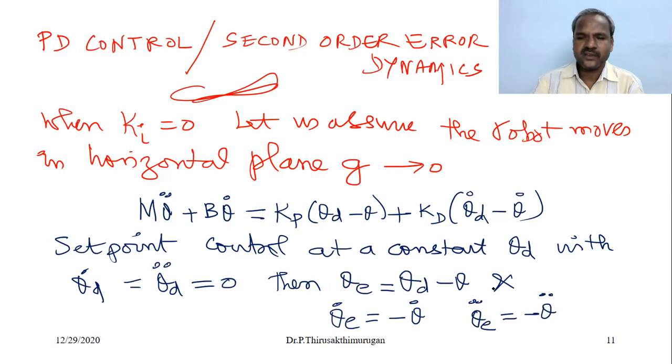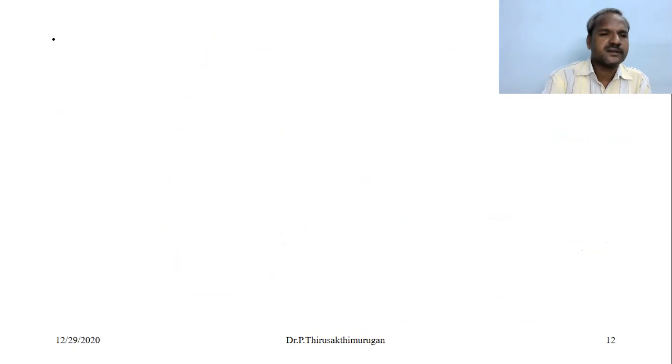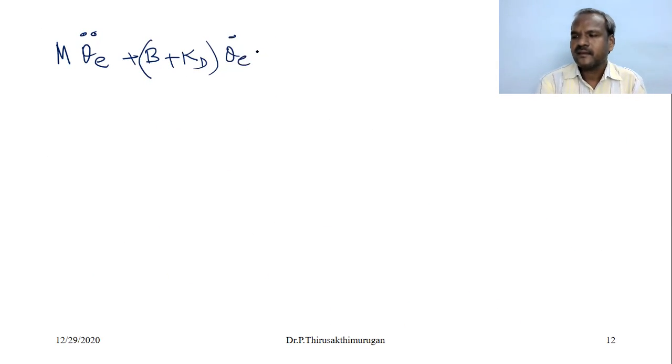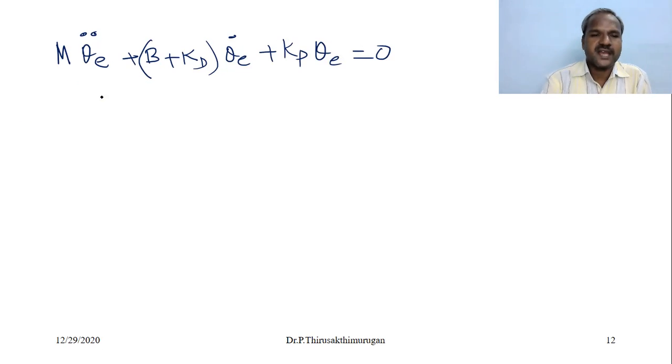So this equation, say equation number 1, can be rewritten. If you substitute these values in the dynamic equation, it becomes m theta e double dot plus (b plus Kd) into theta e dot plus Kp times theta e equal to 0. Understand? In a standard control system form, we can make this equation into the standard second order form.